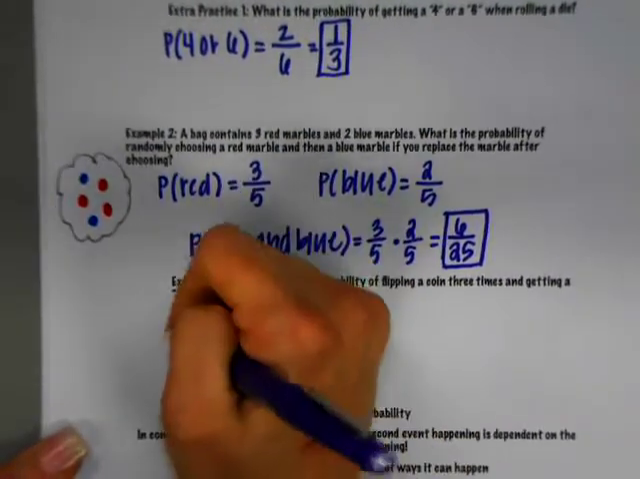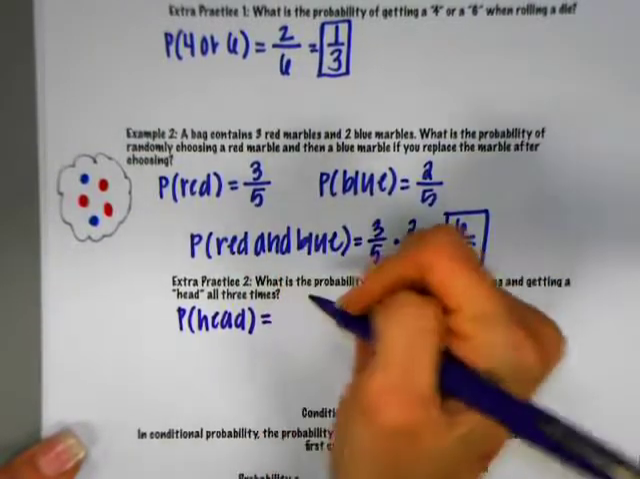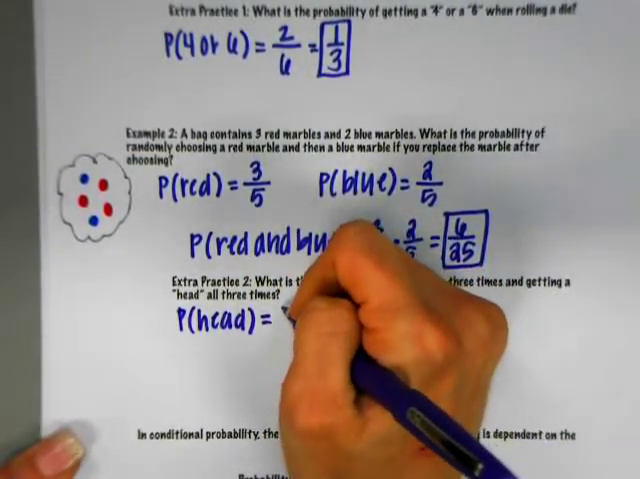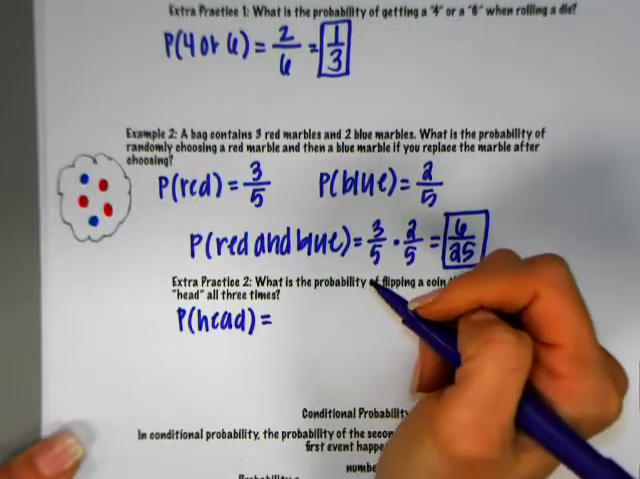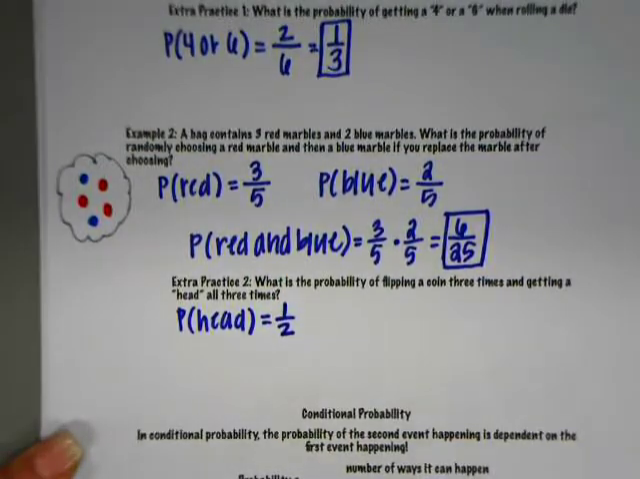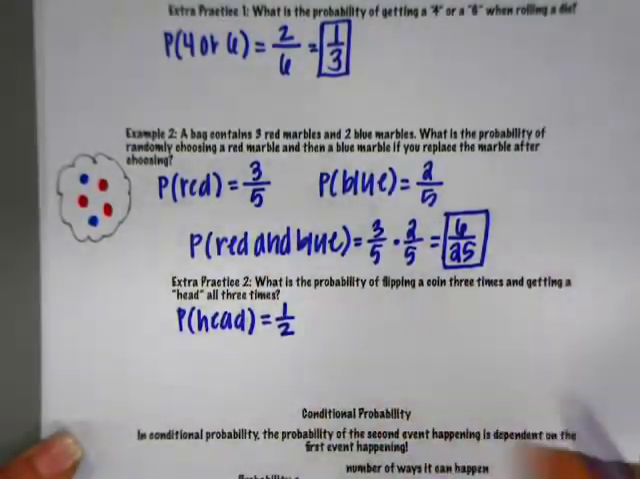What is the probability of flipping a coin 3 times and getting a head all 3 times? First let's find the probability of just getting heads. How many sides are there on a coin? It's the probability of flipping a coin 1 time and getting heads: 1 half, yes, 1 out of 2, because 1 side is heads out of 2 sides. That's the only probability we need because it's the same outcome for all of them.